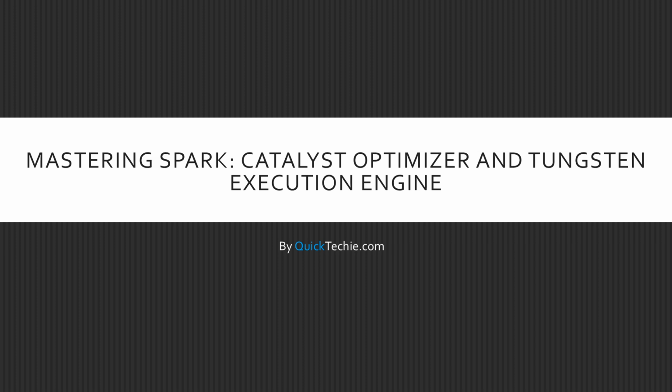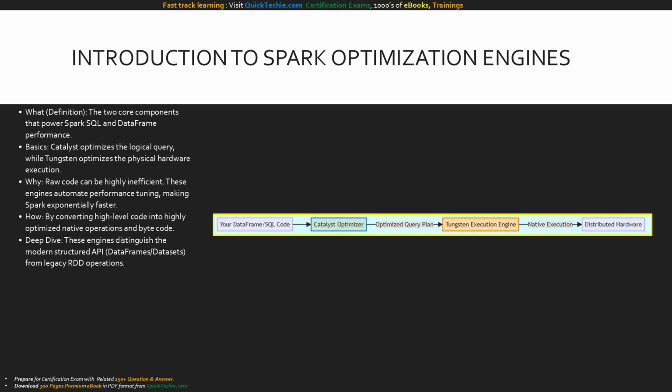Let's get started. When you write Apache Spark code using data frames or SQL, you aren't just running raw, line-by-line instructions. Instead, you are leveraging two incredibly powerful internal engines. The Catalyst Optimizer acts as the brain of the operation, analyzing and drastically improving your logical queries, while the Tungsten execution engine acts as the muscle, processing data at the bare metal hardware level.